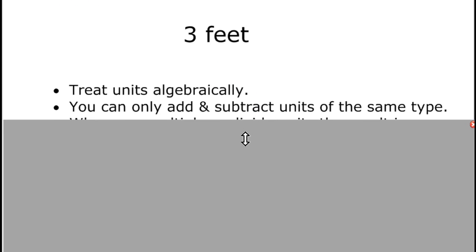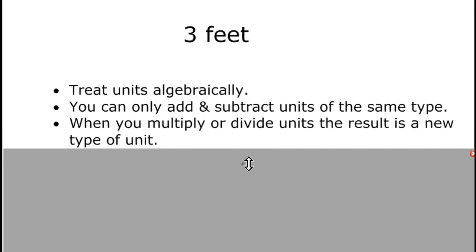And then the last bullet point that I wrote down here is that when you multiply or divide units, the result is a new type of unit. And this is probably the most interesting part of doing math with units, and it can also seem the most foreign, which maybe is the most difficult. And it's super important. And right now I want to go over a bunch of problems where we're multiplying or dividing units of the same or different type, so that you can see that we're going to end up with new types of units.